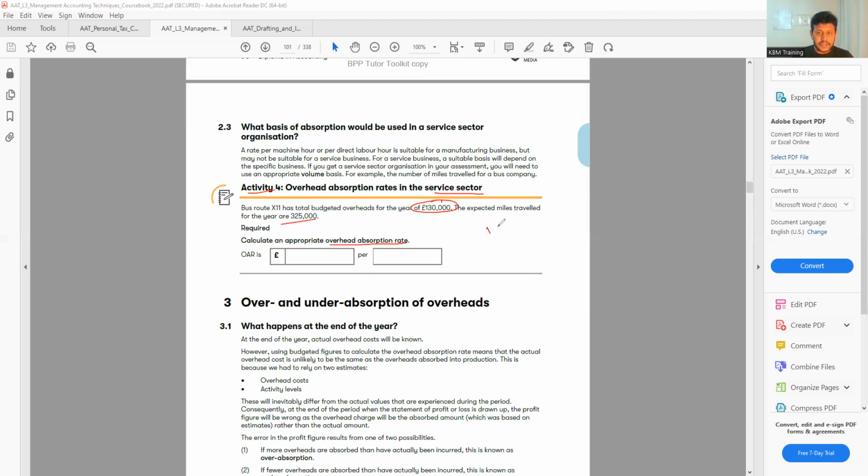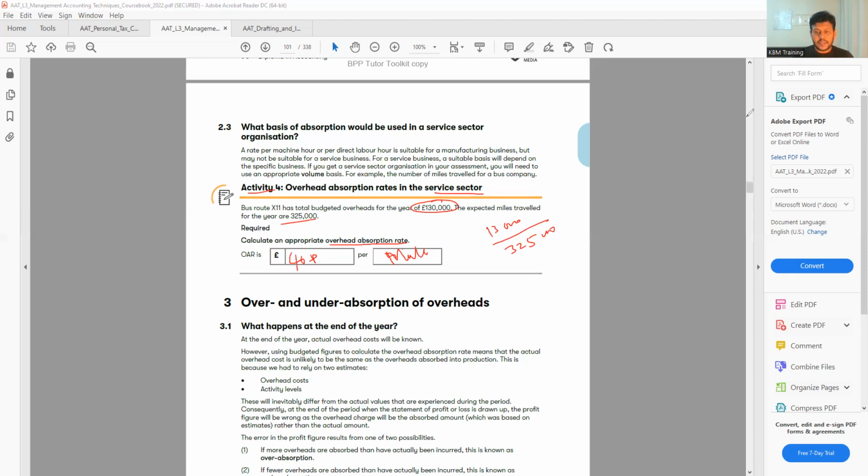So we do 130,000 is the total overhead. And for how many miles? 325,000 miles. So how much will be the overhead absorption rate per mile? So it will be 40 pence per mile. Very well done.